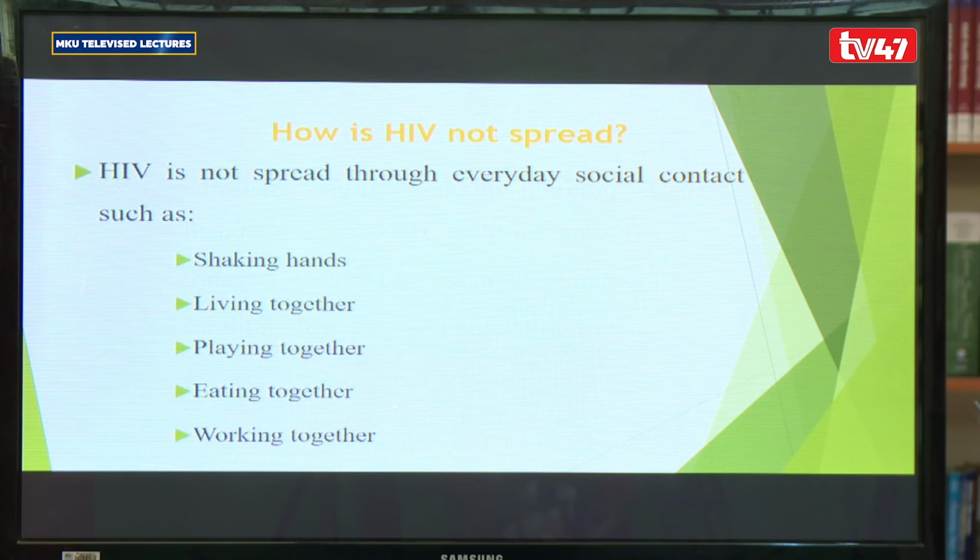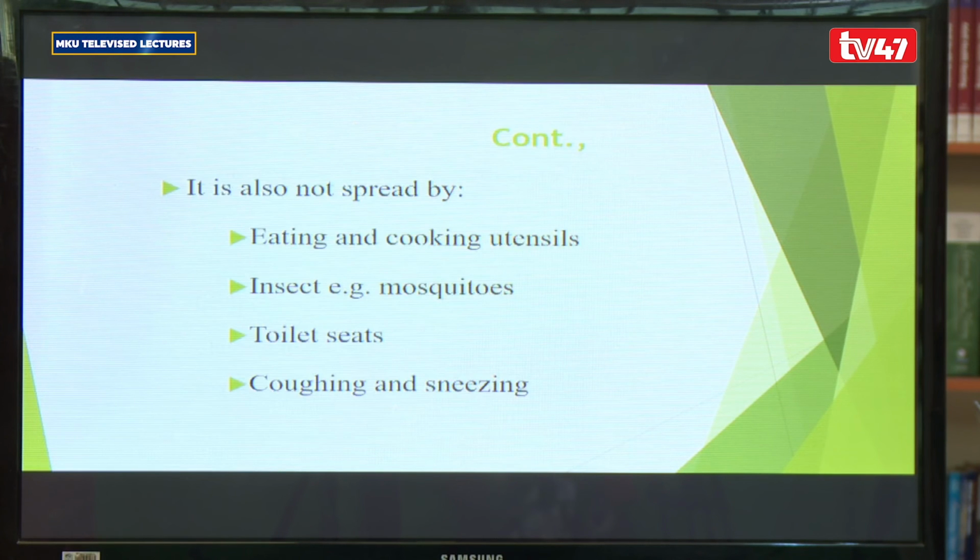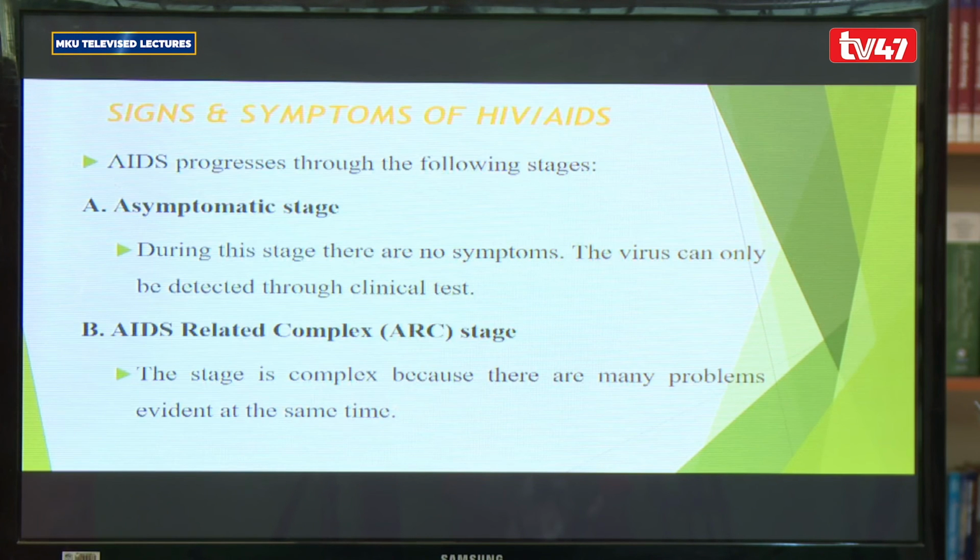How is HIV not spread? HIV is not spread through everyday social contact, such as a handshake, living together, playing together, eating together, or working together. Those are the ways that one may not contract HIV. It is also not spread by eating and cooking utensils. Instances like the mosquito cannot spread HIV. Toilet seats, coughing and sneezing may not cause the spread of HIV.